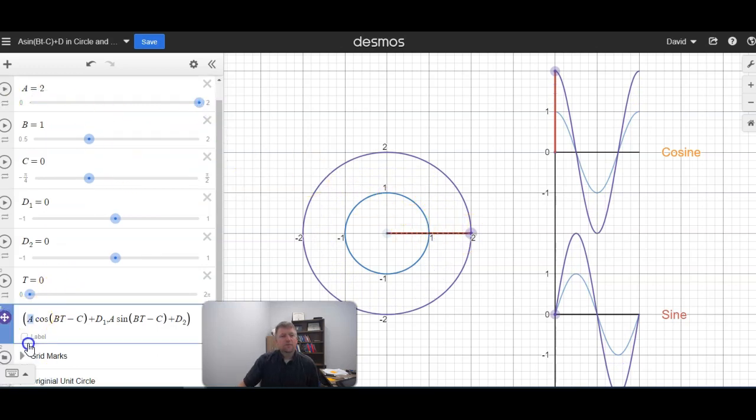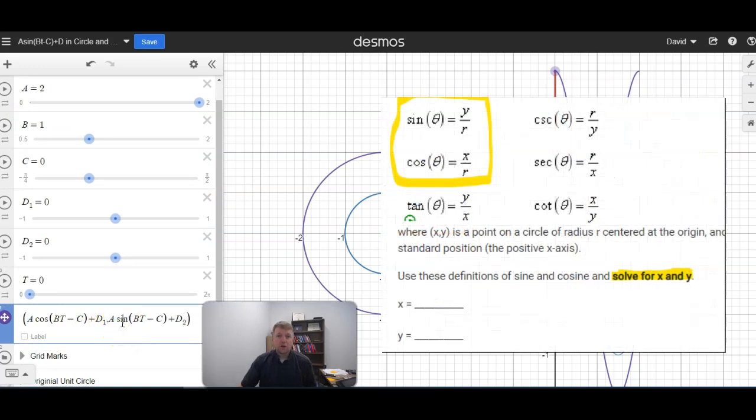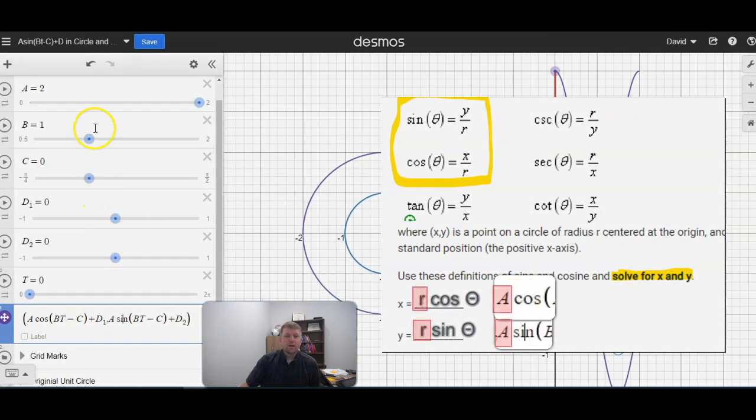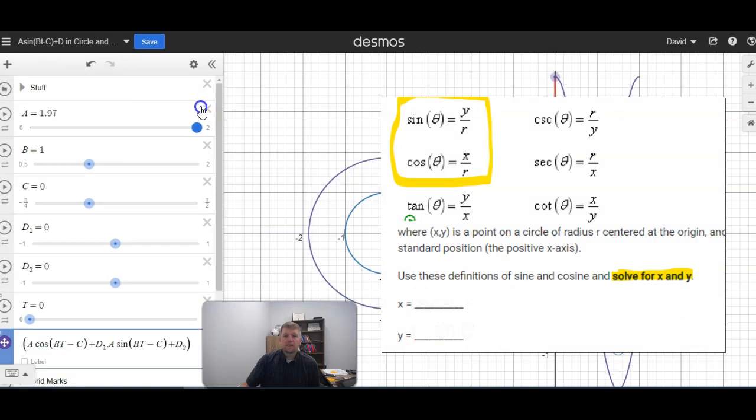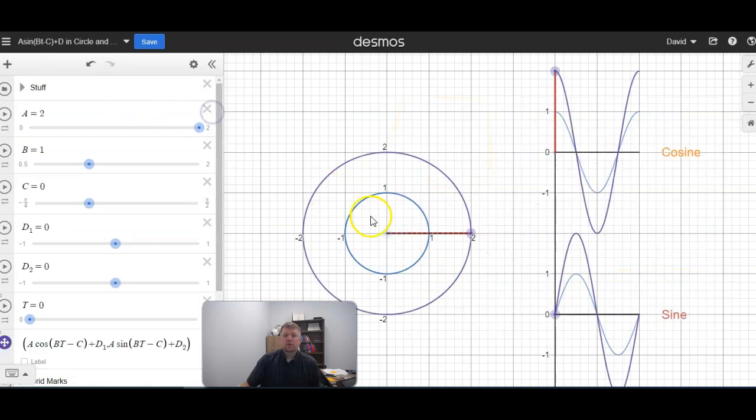A is the number that's in front of cosine and sine. And the first question to ask you was about solving cosine equals x over r and sine equals y over r for x and y, and you got r cosine and r sine. Well, a is in the position of r, so a is directly giving us the new radius. It's stretching out the radius. The radius was 1 and now the radius is 2. It's whatever this number is. That's stretching up. This is what we call the amplitude. The amplitude is now the maximum and minimum values from that stretching out of the radius, making the radius bigger.